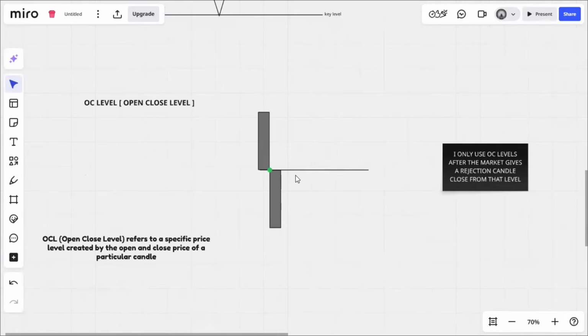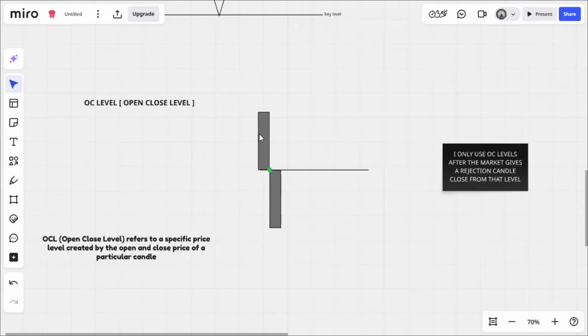For OC levels, we're not going to use the line chart. We're only going to use the candlestick chart to spot these in the market. Okay, an OC level is something like this. You must have the same type of candle. OC refers to a specific price level created by the open and close price of a particular candle. So this is our closing price, and this is our closing price.